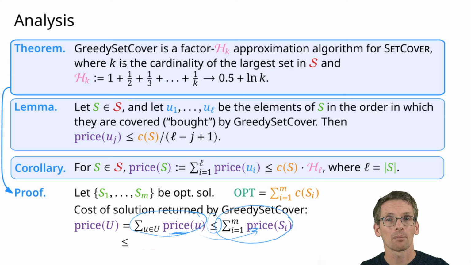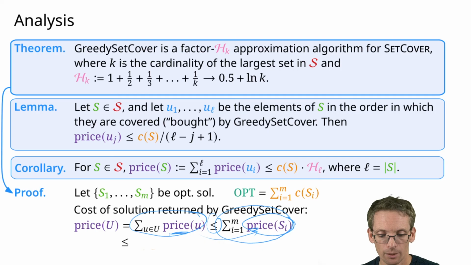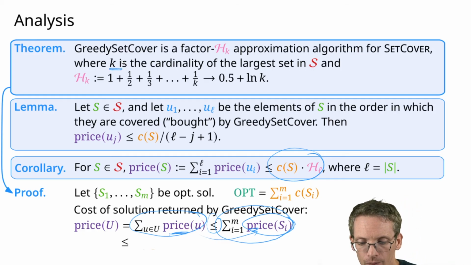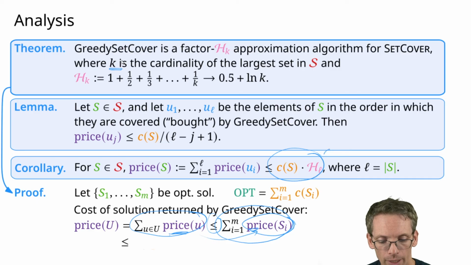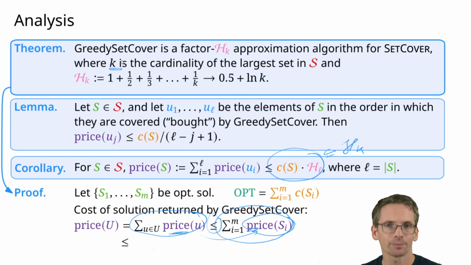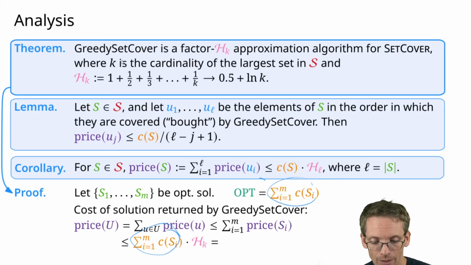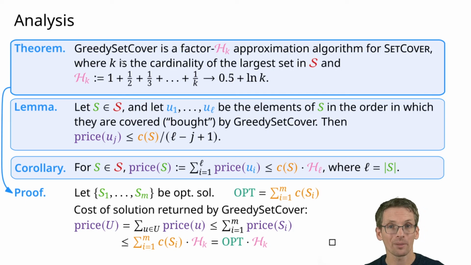But now I can apply the corollary, so I can replace this price by the cost of S times the Lth harmonic number. If K is the largest cardinality that occurs, I can additionally bound HL by HK. Therefore, this sum I can bound by the sum of the costs times the Kth harmonic number. Now the sum of the costs is exactly our OPT. So we have now OPT times HK, meaning we have an approximation factor of HK.